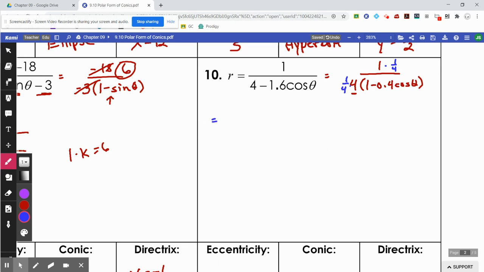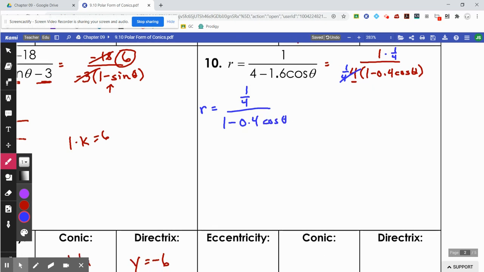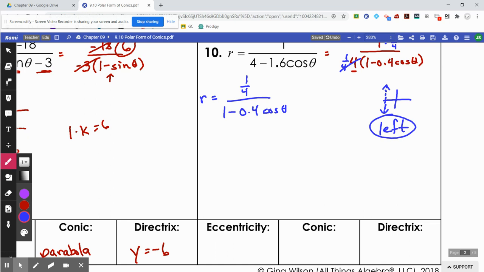So therefore, my equation is now going to be r equals 1/4 on top, and then these cancel and leave me with 1 minus 0.4 cosine theta on bottom. Okay, negative cosine, that means cosine is going to be an x value. Negative is to the left. So my directrix is going to be to the left of my pole. The number in front of cosine is my eccentricity, which is 0.4, which means you have an ellipse.